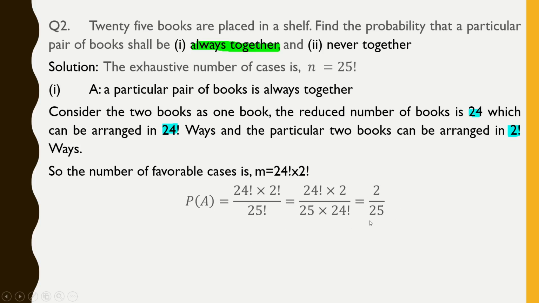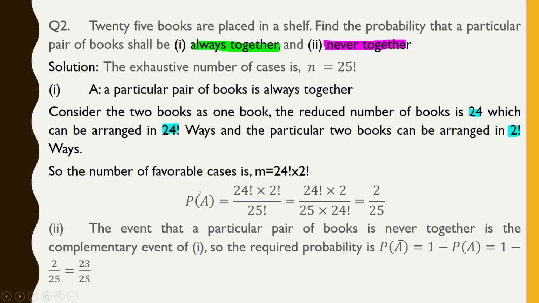Now let us see the second one. A particular pair of books is never together. This never together event is a complementary event to event A. One is always together, another is never together. So these are complementary events. The probability of the complementary event can be found by simply subtracting: probability of A complement is equal to 1 minus probability of A, which is equal to 1 minus 2 by 25, that is equal to 23 by 25.